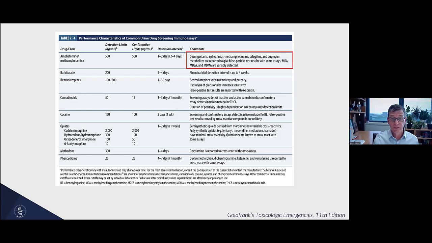But I do want to point out that some screens are very, quote unquote, promiscuous. They find a lot of things. As I mentioned with amphetamines, anything with an amphetamine backbone, which is a common backbone to a lot of medications, will be detectable potentially. Whereas other screens are exceptionally good at finding only the thing they're looking for.